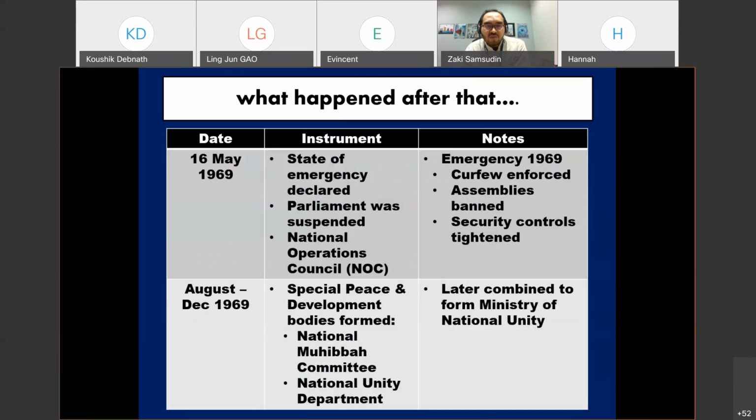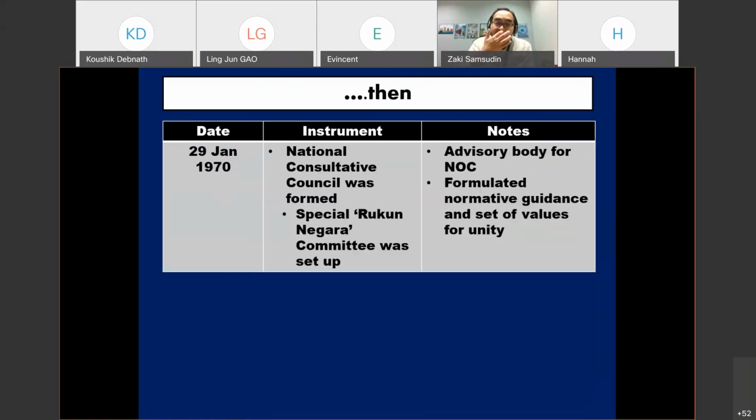So this is a chronology about what happened since then. The incident happened on 16 May 1969. As a result of that, the government declared a state of emergency. Parliament was suspended, so there were curfews and so on. Between August and December 1969, the government formed a new department specifically to look into efforts and programs on how to foster national unity. This is called the National Unity Department, later on renamed the Ministry of National Unity, which still exists until today.